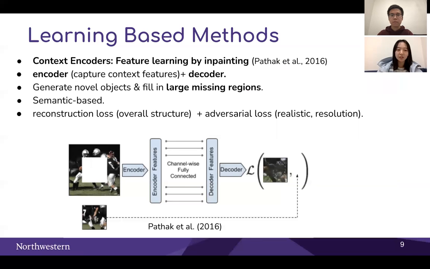Context encoder is the first GAN-based algorithm. It also uses the encoder and decoder structure. The encoder can capture the context features and the decoder can generate the missing regions. It can generate novel objects and fill in large missing regions. The objective of context encoder is to minimize the loss function, which consists of the reconstruction loss and the adversarial loss. The reconstruction loss is used to control the overall structure, and the adversarial loss is used to make the image more realistic, that is, to improve the resolution.